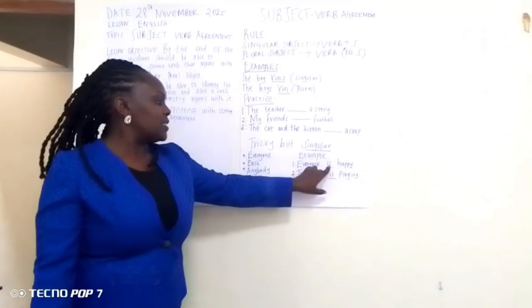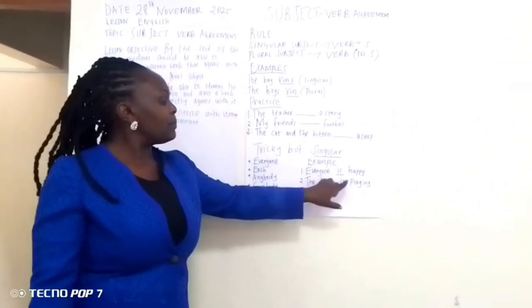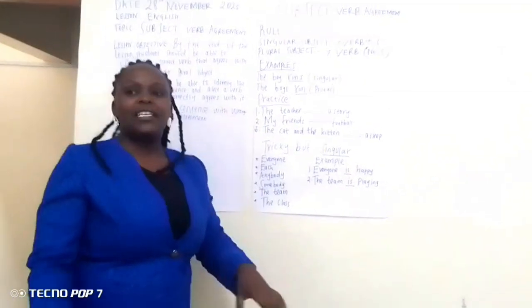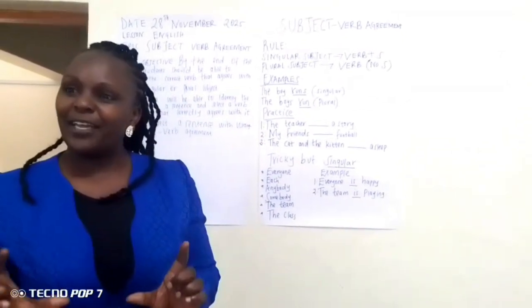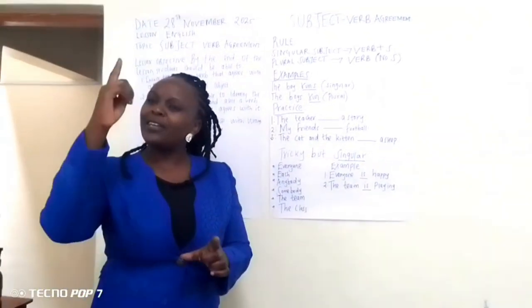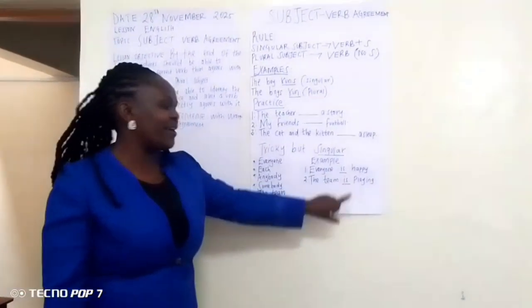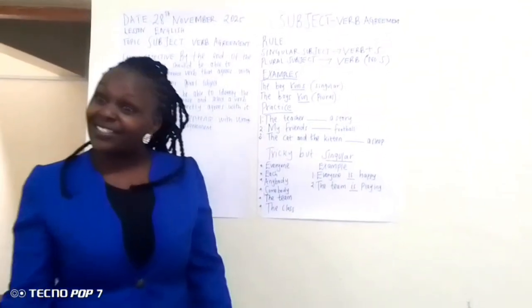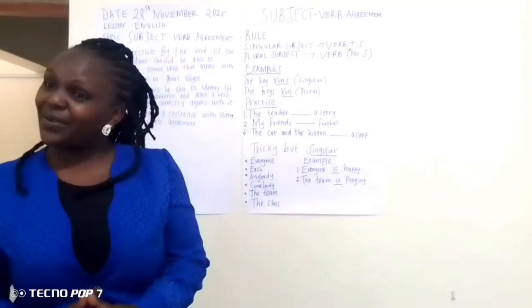We have used is, and the subject here is everyone. The team is playing. The team, as much as we have, for instance, in a football team, 12 players, and you see there are 12, but we count them as one. That is why we have used the singular verb. Have you understood? Yes.